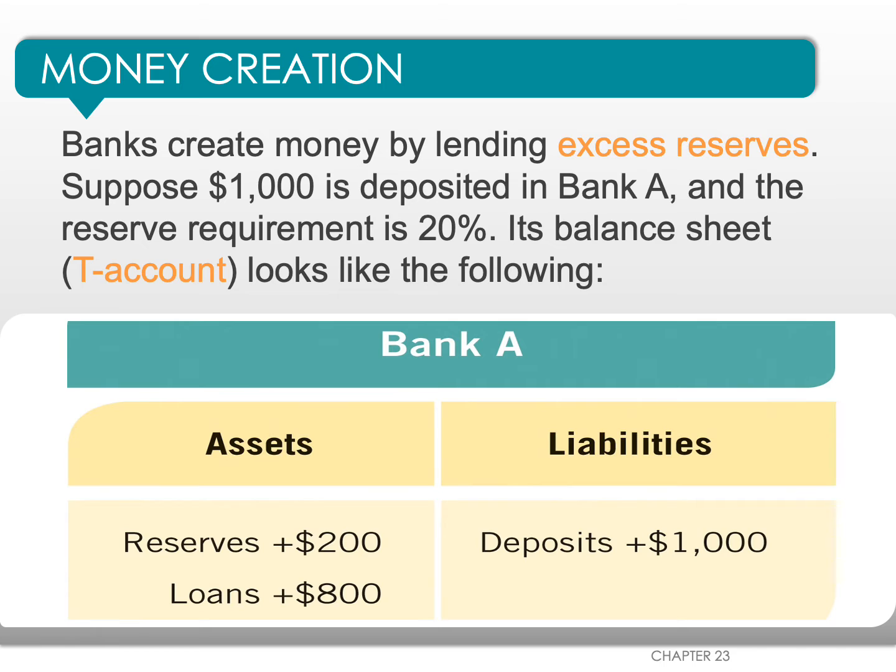So how does money creation work? Well, banks create money by lending the excess reserves, in other words, the reserves which it feels it doesn't need on a daily basis. So suppose $1,000 is deposited in Bank A, and the reserve requirement is 20%. Its balance sheet would look something like the following.